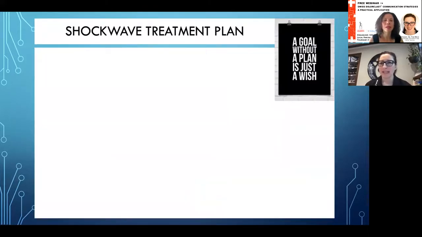A treatment plan. You have to have a treatment plan for shockwave, just like you should for any condition that you're going to treat, whether you're going to use shockwave or not. You should have a plan. A goal without a plan is just a wish. I think that's a really good quote, because some people feel like we'll just see how it goes and we won't have a plan, and it's a bit wishy-washy and it's not very professional, I don't think.